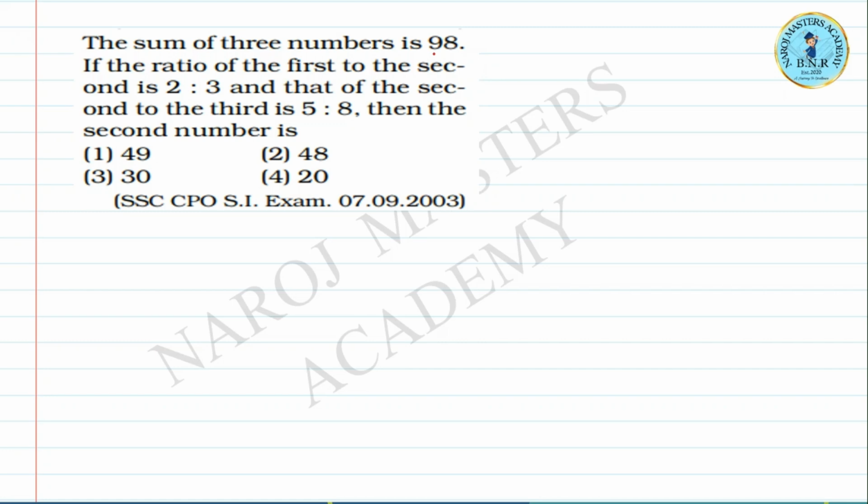The sum of the three numbers is 98. If the ratio of the first to the second is 2 is to 3, and the second and third number, B is to C, is 5 is to 8, then what is the second number? The sum of the three numbers A plus B plus C is equal to 98.